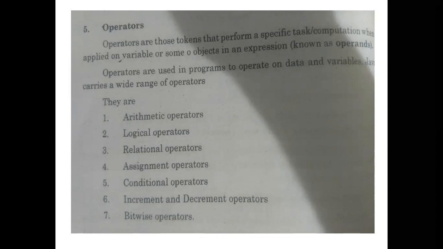Operators are those tokens that perform a specific task when applied on variable or some object in an expression known as operand. So, operators are used in a program to operate on data and variables. Java carries a wide range of operators. So, what are the operators used in Java? First one is arithmetic operator, logical operator, relational operator, assignment operator, conditional operator, increment and decrement operator, and bitwise operator. So, there are seven operators in Java.